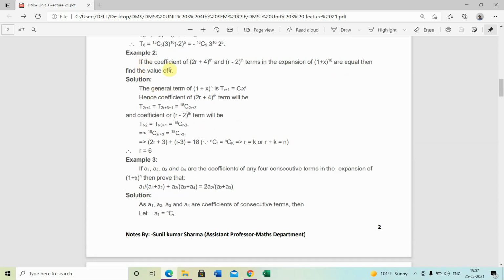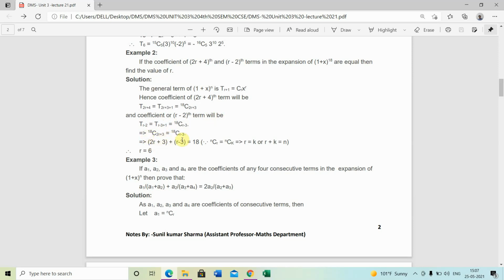Example number 2. If the coefficients of the (2r plus 4)th and (r minus 2)th terms in the expansion of (1 plus x) power of 18 are equal, then find the value of r. Solution. The general term of (1 plus x) power of n is T r plus 1 equals n c r x power of r. Hence the coefficient of the (2r plus 4)th term will be T 2r plus 4 equals T 2r plus 3 plus 1, or 18c2r plus 3. The coefficient of the (r minus 2)th term will be T r minus 2 equals T r minus 3 plus 1 equals 18c r minus 3.